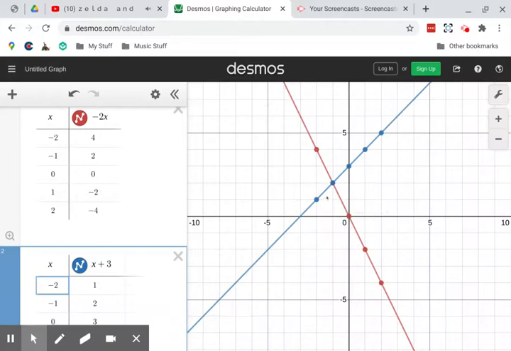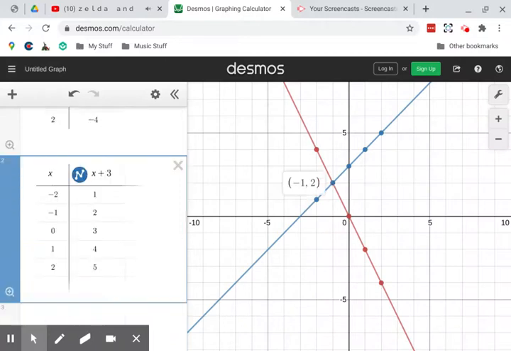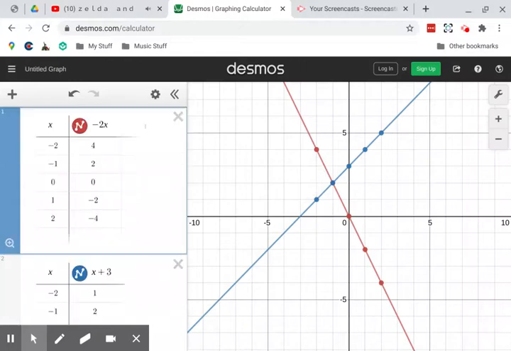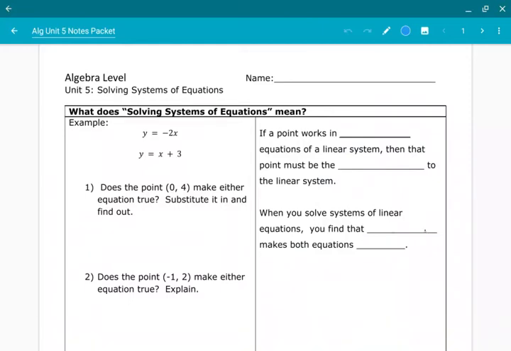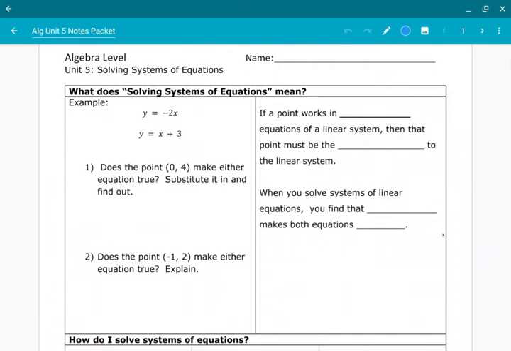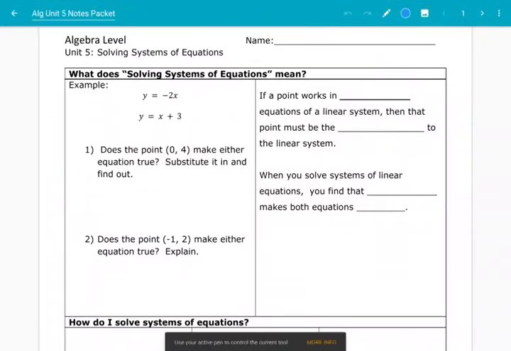So notice this point right here is shared by both lines. Minus 1, 2 is shared by both lines. So let's keep that in mind as we go to our unit packet. Here it is. Let me get this up right, and we'll dive right in.